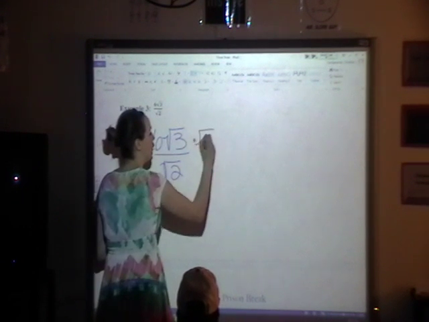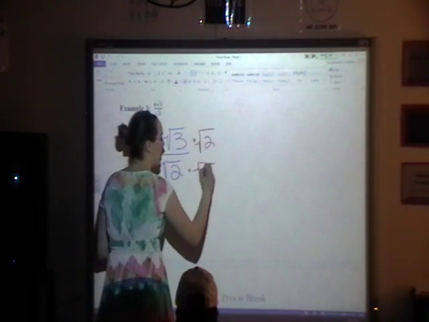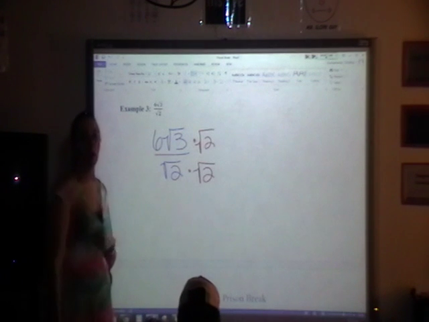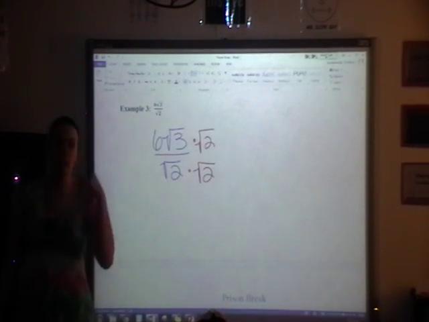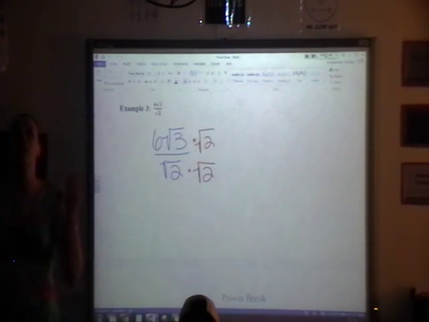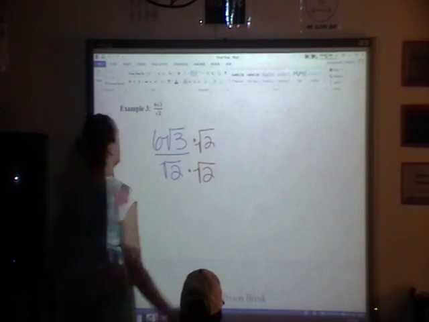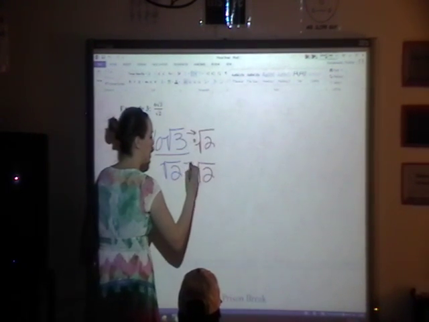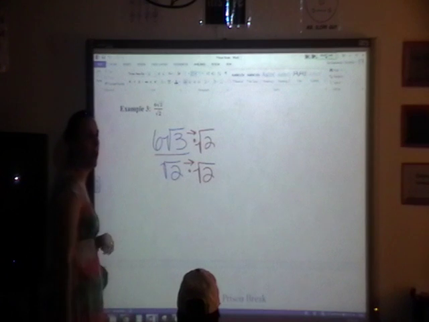Radical 2. We want to clear that guy out of the denominator. We can't have him. So we multiply by 1 creatively. The square root of 2 over square root of 2 is what? Multiply straight across. We have 6 radical 3 times radical 2.